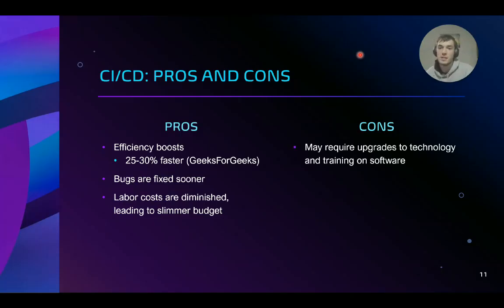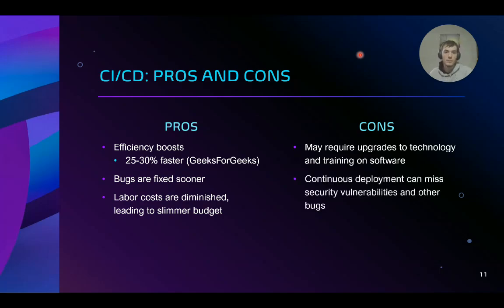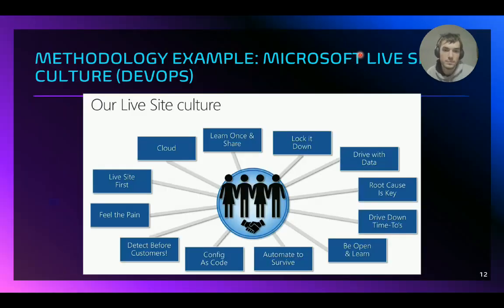But some of the cons of CI/CD are that it relies on technology, and it may require upgrades to technology for the development team or training on new software, which of course, as with DevOps, can mean that there's a learning curve. Continuous deployment in particular. So remember, continuous delivery is simply when the code is automatically prepared and sent to a test environment to be tested. But continuous deployment is when it's pushed straight to users. This can leave security vulnerabilities and other bugs if you don't have that final stage of manual approval.